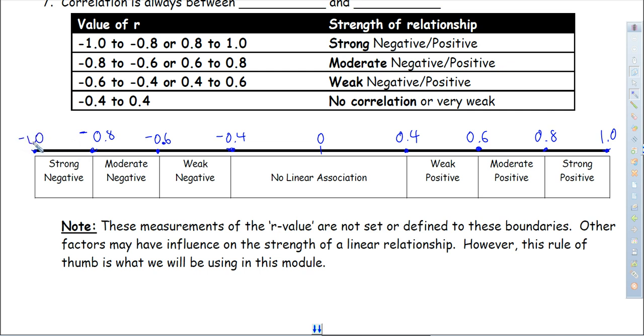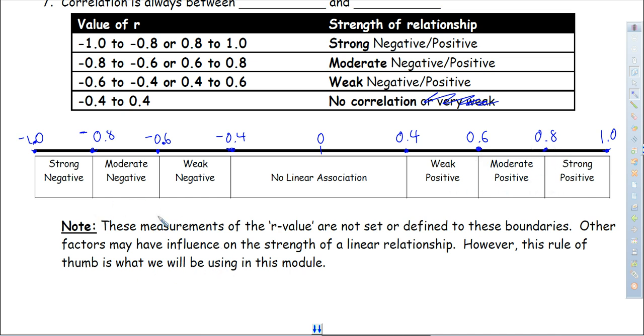Alright, so with this little table, we could say in this region is strong negative, here is moderate negative, here is weak negative. In between negative 0.4 and 0.4, there would be no linear association. So I'd probably say that instead of saying very weak, because we'd say that's no linear association between the two. And then from 0.4 to 0.6, and so on.